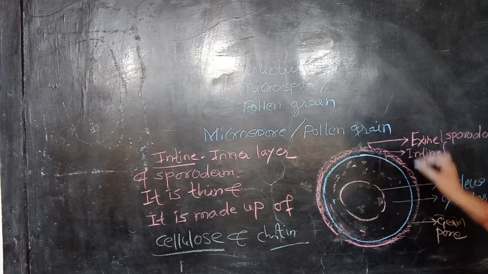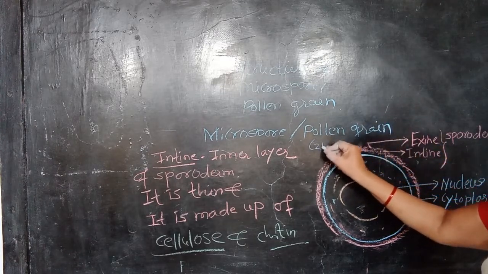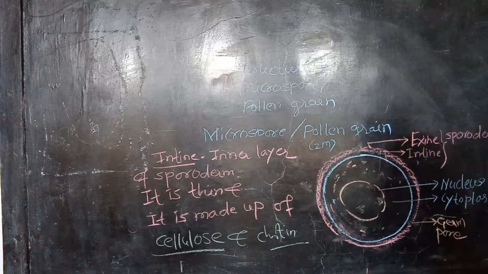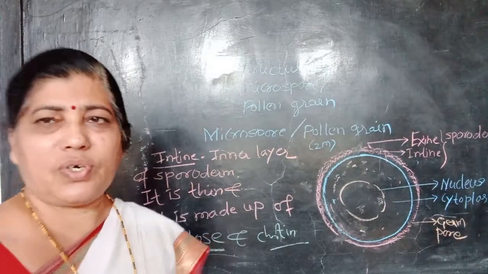This question will be asked for 2 marks. Structure of pollen grain can be asked for 2 marks. So in this way we have completed structure of pollen grain.